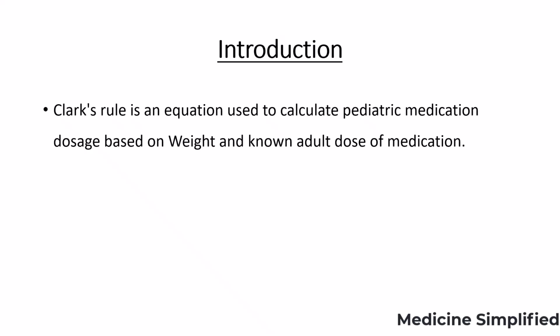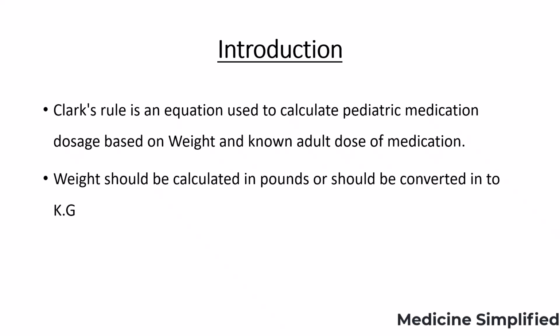Clark's rule is an equation used to calculate pediatric medication dosage based on weight and the known adult dose of the medication. Weight should be calculated in pounds or converted into kilograms. 2.205 pounds is equal to 1 kilogram.